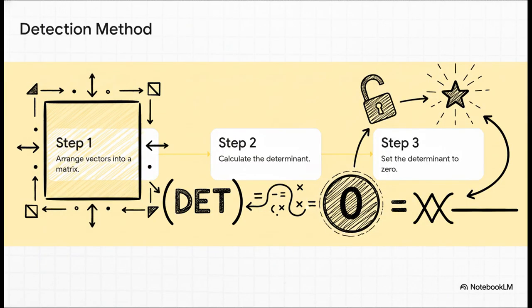So, our method is pretty straightforward. It's a classic three-step process. First, we'll line up our vectors into a matrix. Then, we calculate its determinant. And finally, we look for that magic number, 0. A determinant of 0 is like a flashing red light, a signal that tells us, yep, they're dependent now.